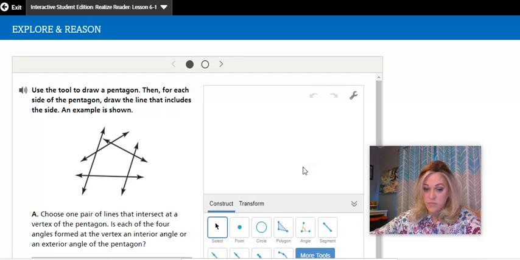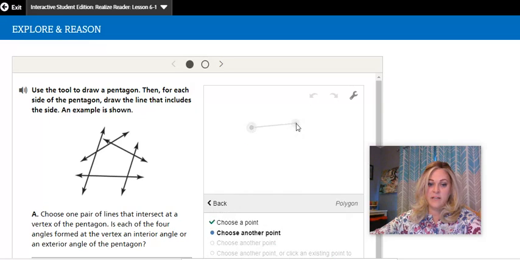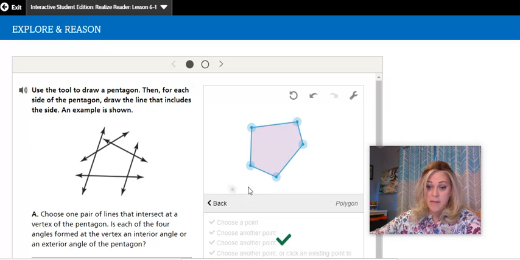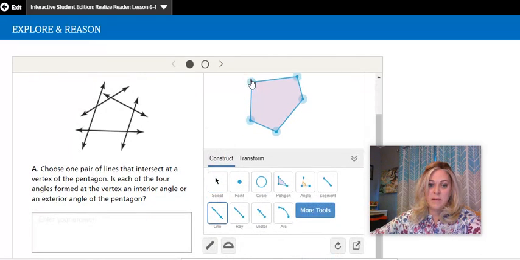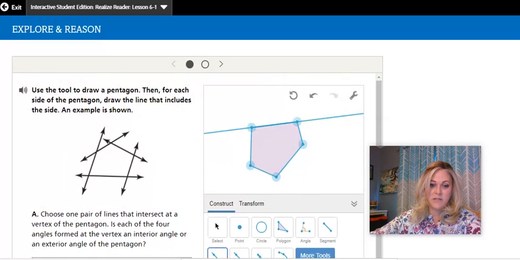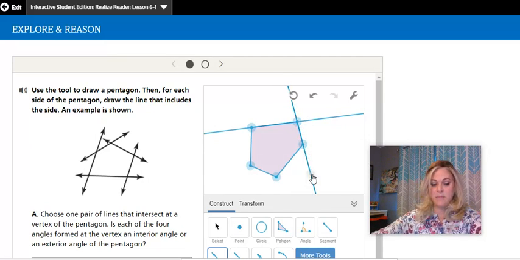Now you can use these tools over here, and to do that, you hit polygon, and then you just click. A pentagon is 5 points, so 5 points for 5, and then you go back to the original. So there's my pentagon. Then for each side of the pentagon, draw the lines. You can also connect them with the lines, but it has a picture of them right here, so it's up to you whether you actually do it, and you can do it to all 5 sides.